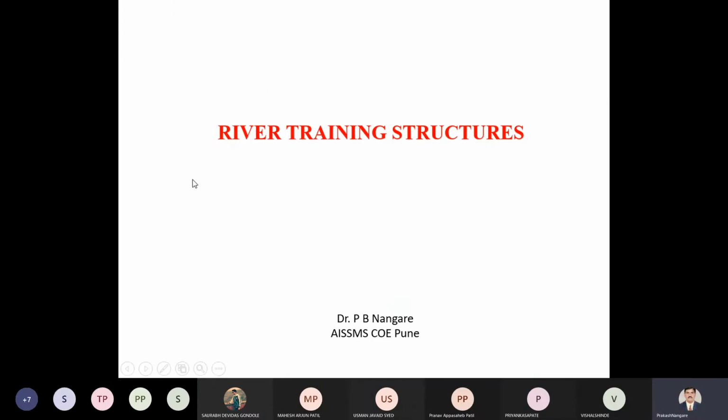So good morning everybody. Today we want to discuss the topic of river training structures. Yesterday we saw the case study as well as some examples of river training works, and those examples were elaborated by one of the professors, a scientist from the CWPRS Pune. As per the information, river training works means you have to guide the flow of the river by constructing a structure.